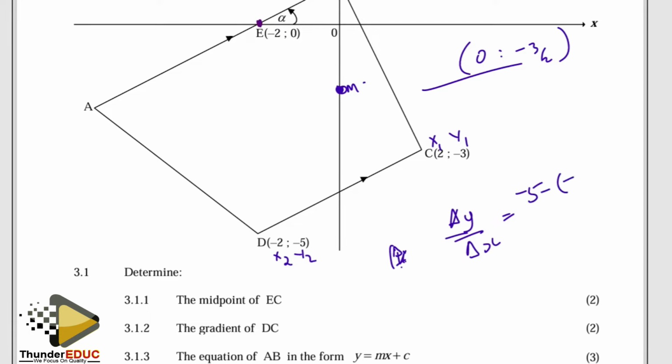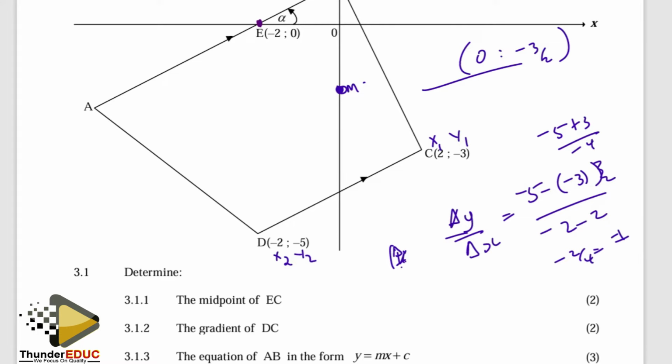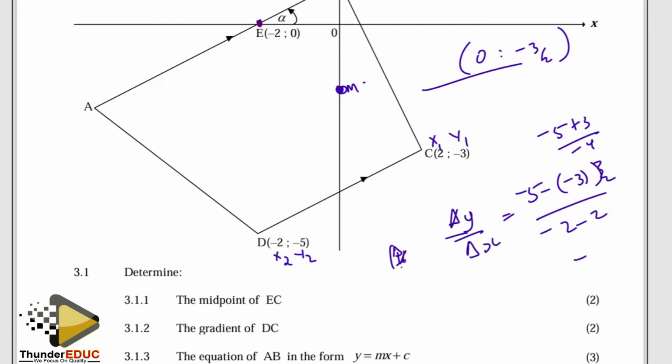So minus 5 minus minus 3. And then X, we said minus 2 minus 2. So when I simplify this, I'm going to have a minus 5 plus a 3 over minus 4. That gives me negative 2 over 4, which is negative. But why am I getting a negative, yet the line is having a positive gradient? Oh, that's my problem. Okay, so this is a negative 2 over negative 4, which is a half. Okay, the line is increasing, so the answer has to be positive. So I'm getting a half there.